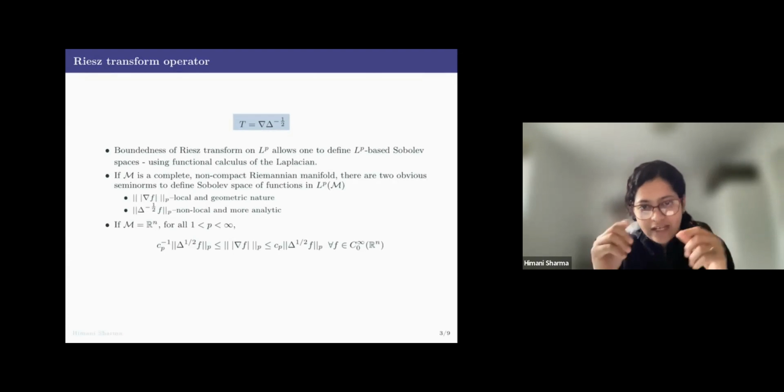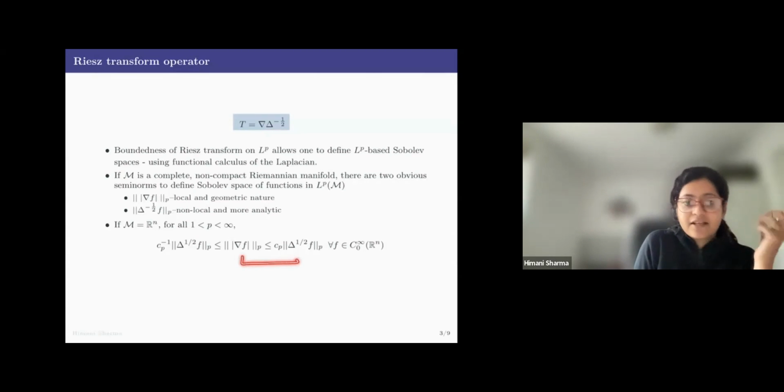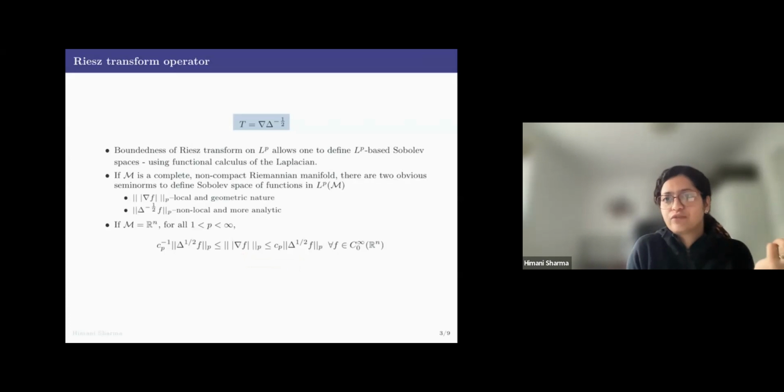So the second inequality you have here is actually giving you the boundedness of the Riesz transform. That is how the boundedness of the Riesz transform comes into play, with the help of these two seminorms. So once we have that, yeah.